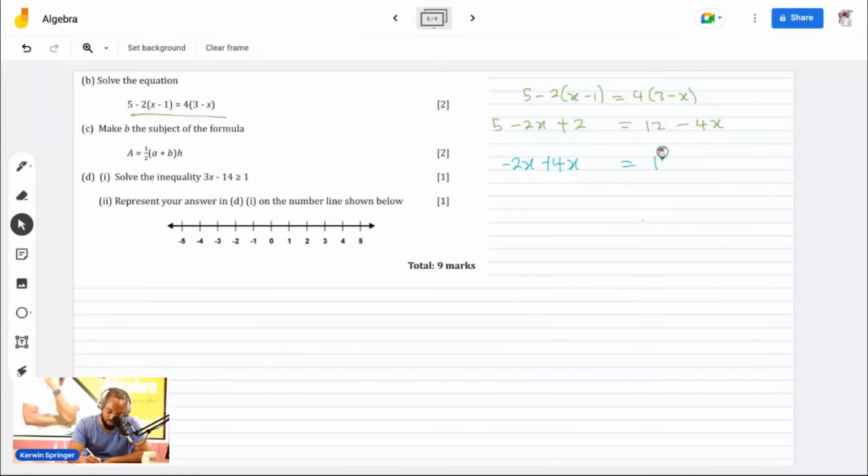So it's really 12 minus 2 and then minus 5 again. So negative 2x plus 4x is 2x. And 12 minus 7 in all is 5. So at the end of the day, x is equal to 5 divided by 2. And that's the answer right there. You don't need to change it to decimal. 5 over 2 is good enough. So that is 2 marks.